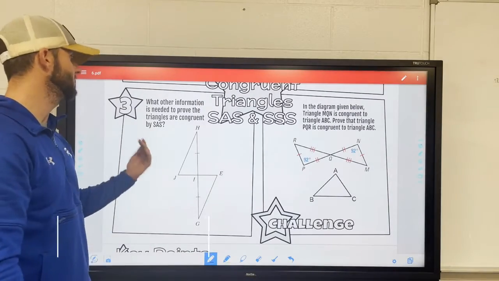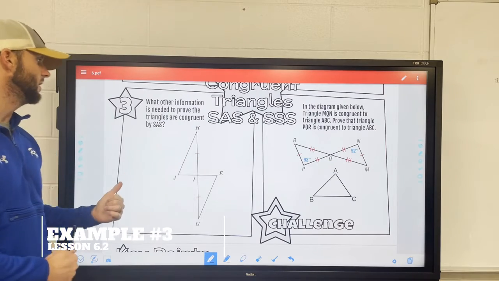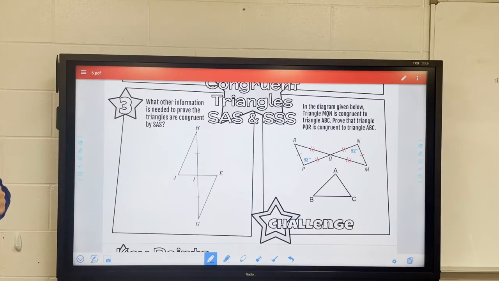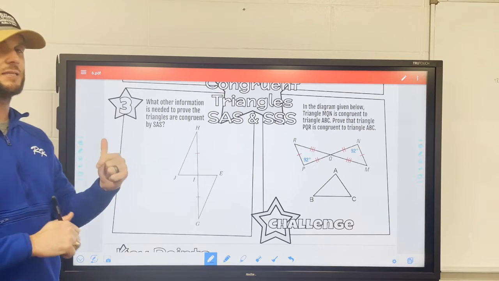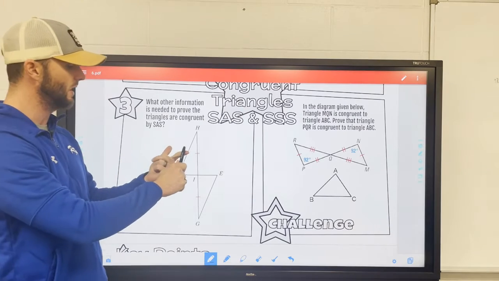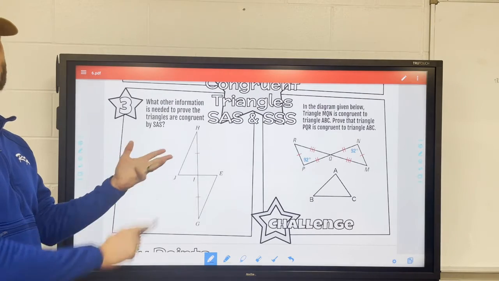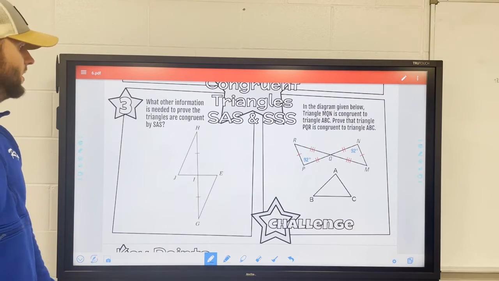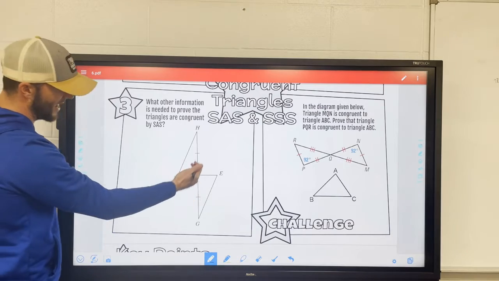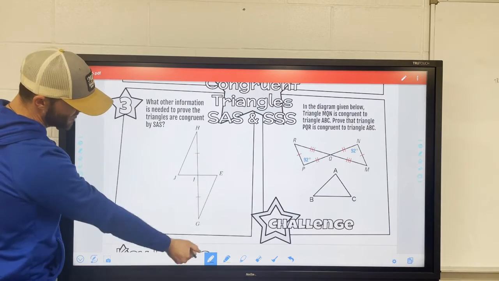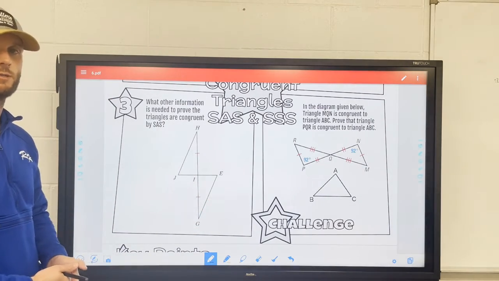Okay, so on example number 3, it's asking what other information is needed to prove that the two triangles are going to be congruent by side, angle, side. So what that means is I need two sides congruent, I need an angle, and then I need another two sides that are congruent to each other of the two triangles, okay? So let's go and look at an example here. So right now, if you look, from H to I has 1 mark, from I to G has 1 mark, so that means that those two sides are going to be congruent, okay?